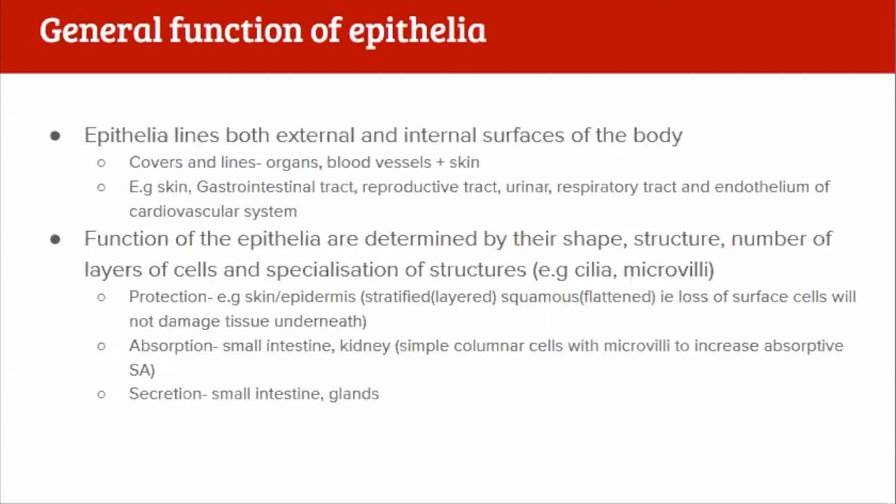Other things like absorption, so small intestine and kidney, these are cells which have microvilli, little hair-like attachments which protrude at the outside of the cell, and that's there to increase their surface area to volume. So it increases their surface area and that helps with their absorptive role. So you can kind of see how structure and function go hand in hand. And last of all, a bit of secretion, so small intestine and glands can also be a part of epithelia.